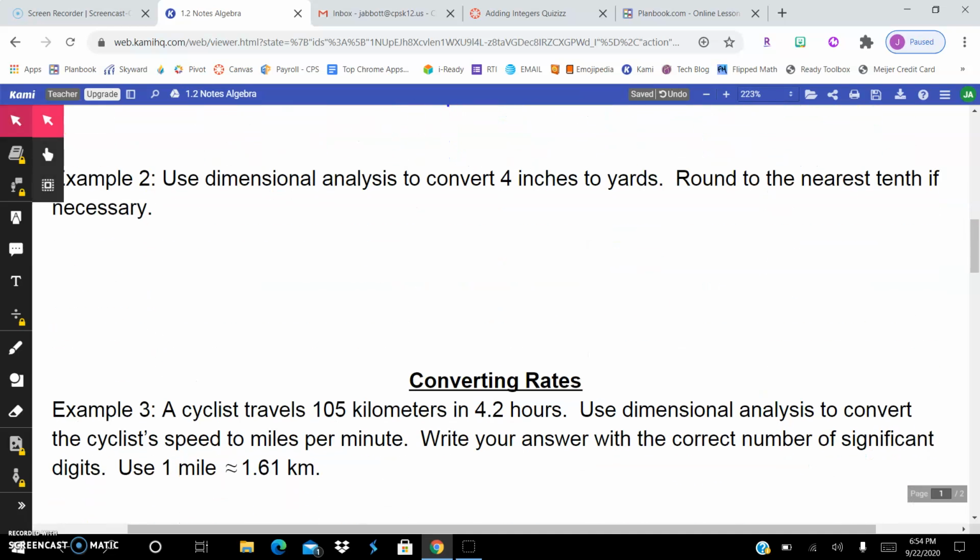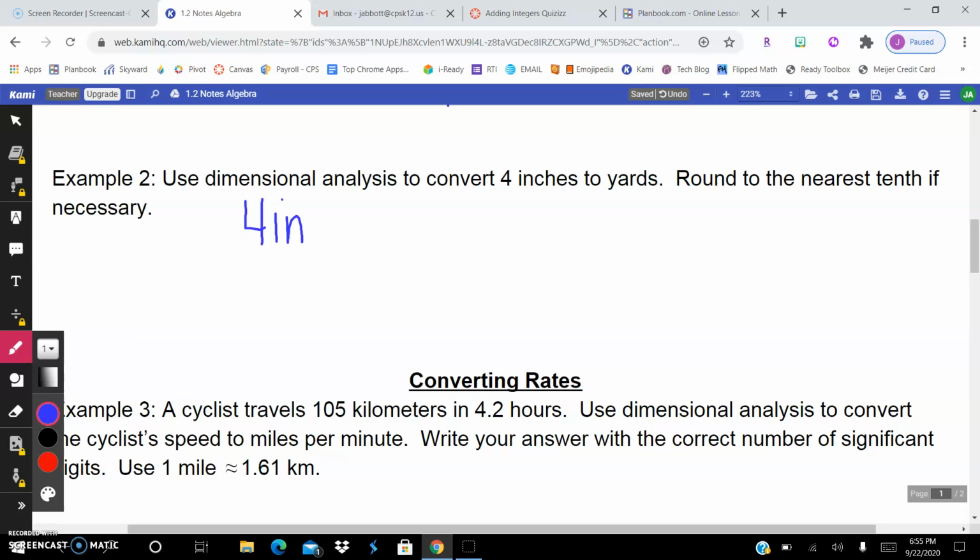Example 2, use dimensional analysis to convert 4 inches to yards. So we're starting with 4 inches, and we're just going to put a 1 underneath of it to make it a fraction. We're going to have to multiply it by a conversion factor. We are changing it to yards, so we have to know how many inches are in a yard. Well, there's 36 inches in a yard.